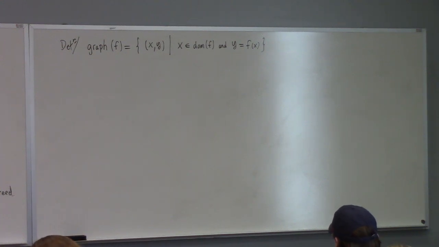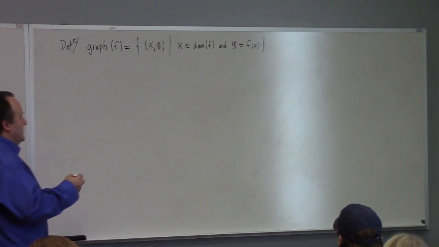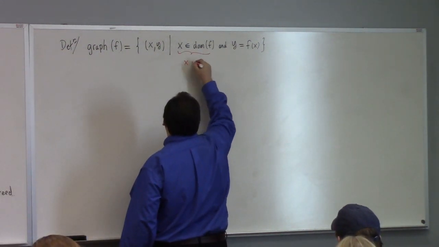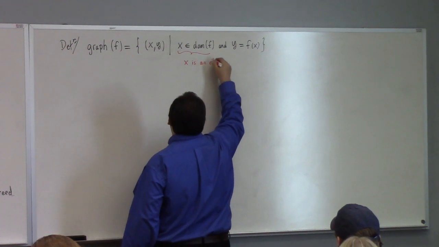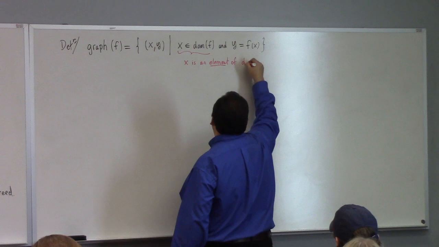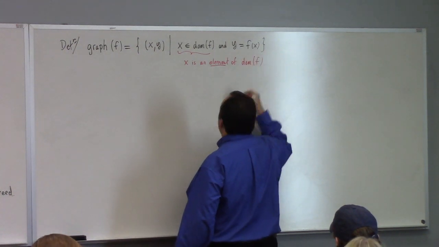So what does that funny looking E mean? Do you guys know? Element. Element of. Well, you guys are doing better than my calculus class. That's good. So x is an element of the domain.